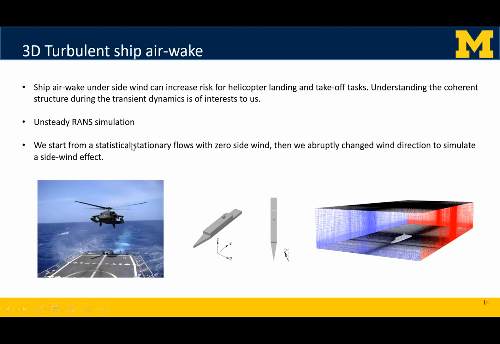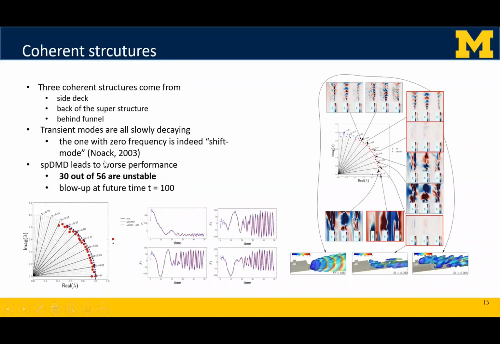Ship air wake can be critical and important for the safety of helicopters landing on the ship. Here we consider a transient flow dynamics from an abrupt side wind. The simulation is performed by unsteady runs. Using our algorithm, we are able to identify 3 important coherent structures from the side deck, from the back of the superstructure, and behind the funnel.